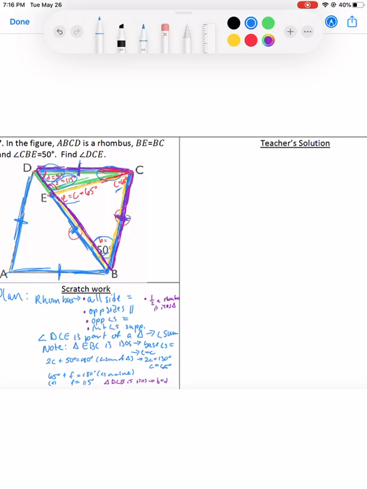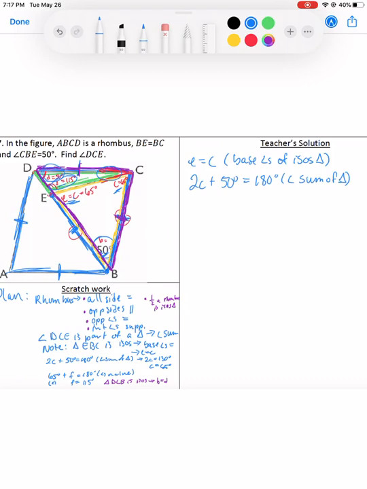So first we labeled angle E equal to angle C from base angles of isosceles triangle. And then we have 2 C's plus 50 degrees is equal to 180 degrees from angle sum of triangle. That's these three angles right here.